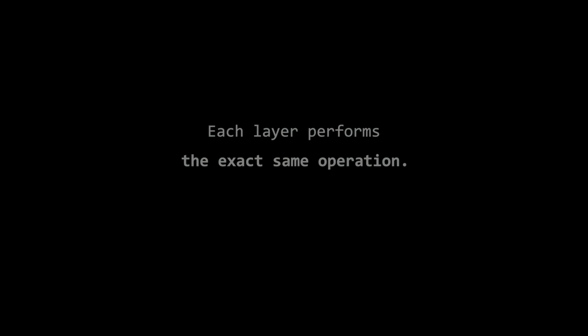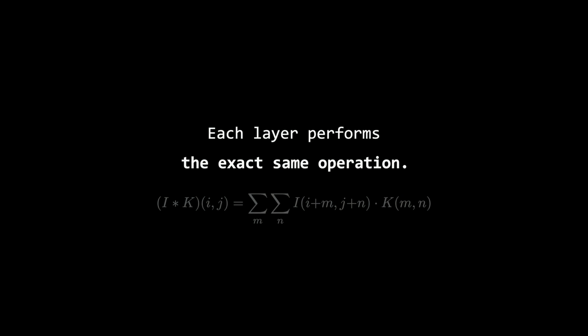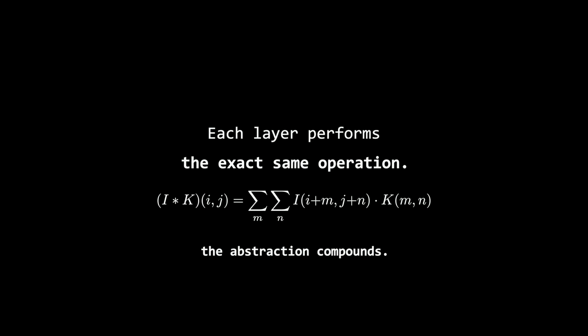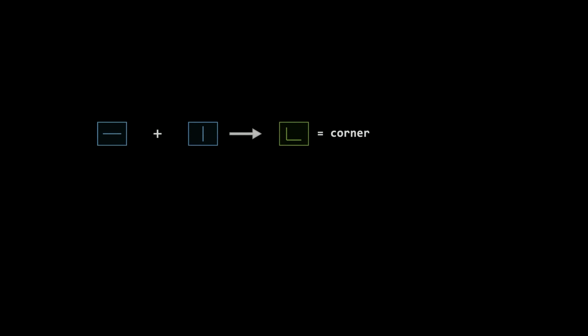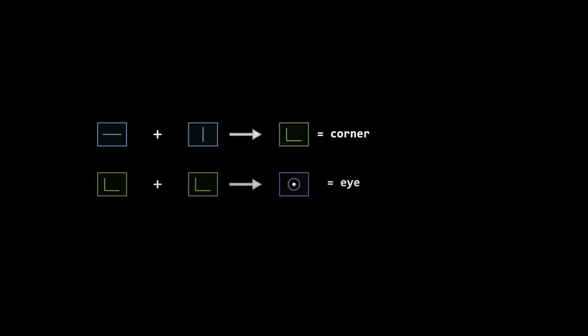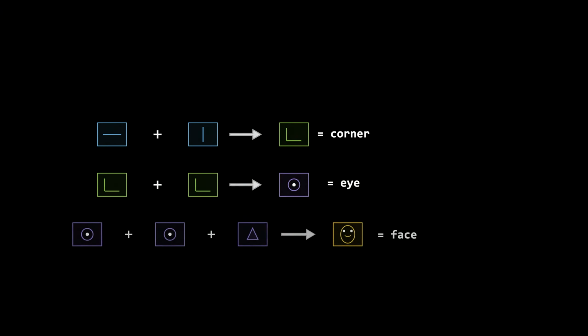Each layer performs the exact same operation, the sum of products between the input and the kernel, but because each layer's input is the previous layer's output, the abstraction compounds. Simple local patterns compose into complex global understanding. Edge plus edge becomes corner. Corner plus corner becomes eye. Eye plus nose becomes face.